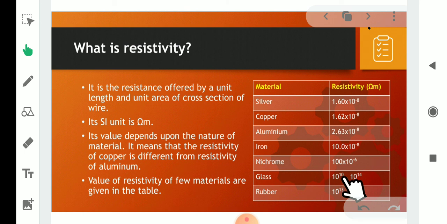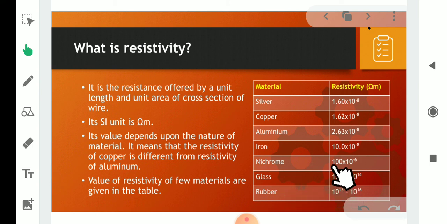Glass, that is 10^10 to 10^14. Rubber, 10^13 to 10^16. So looking at this table, what did you understand here? Here you can see good conductors, right? Silver, copper, aluminium. And these are the insulators, glass, rubber.